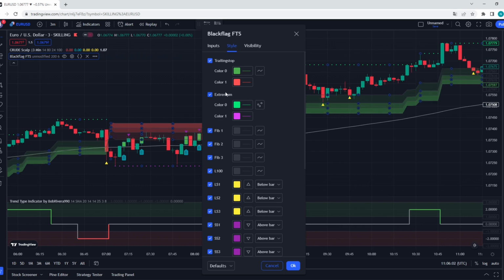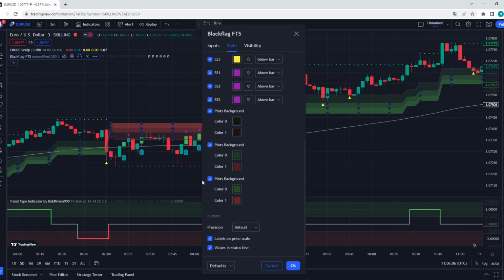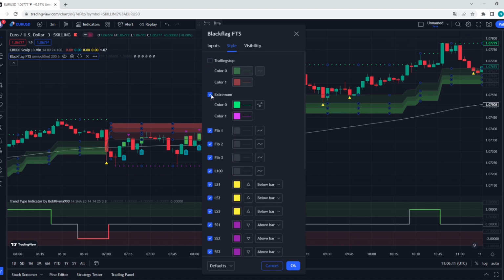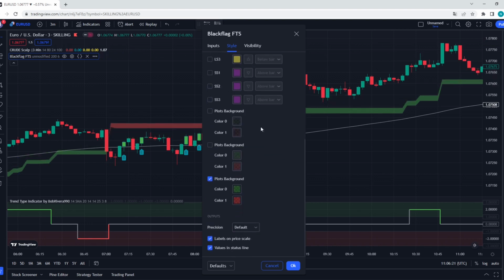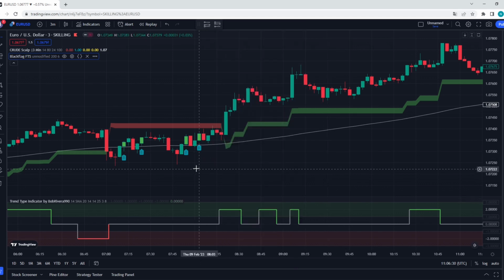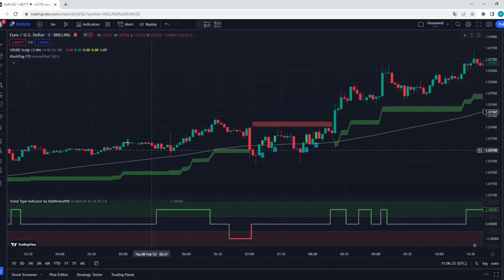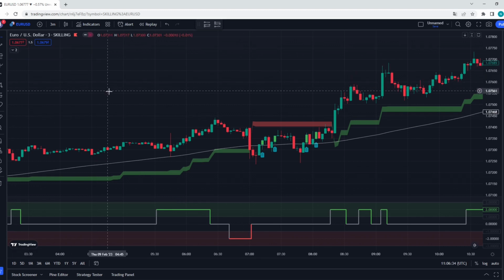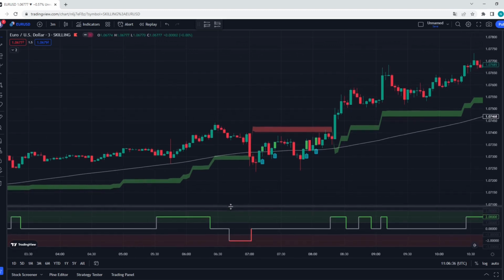And in the style section, we want to uncheck everything until the last plots background box. So let's do this very quick for you. And when you have done this, so only leave the last plots background visible, click OK, and now the complete setup is done. So this is how our chart will look like at the end. And let's start now with our trading rules.